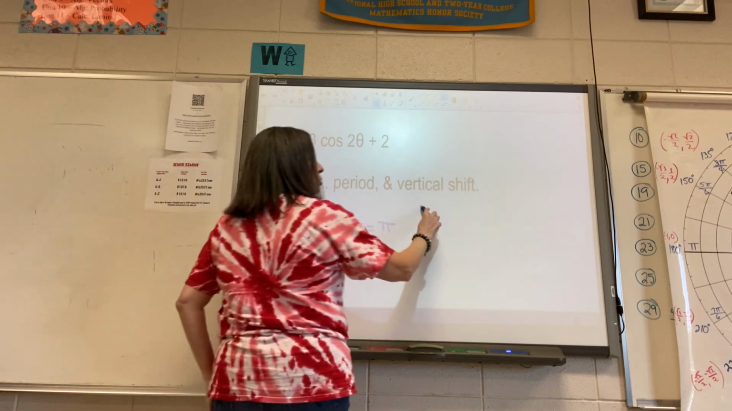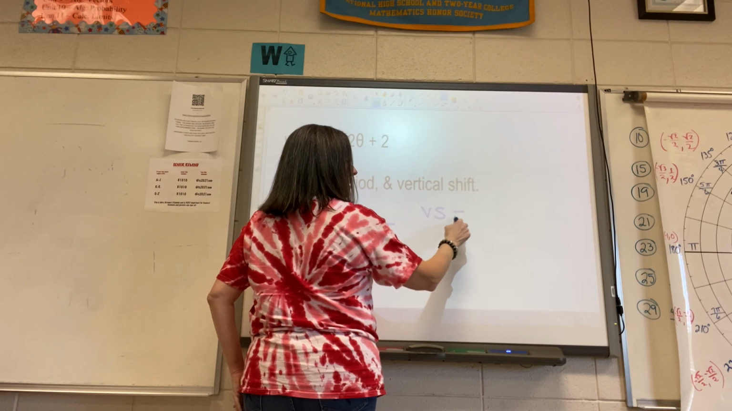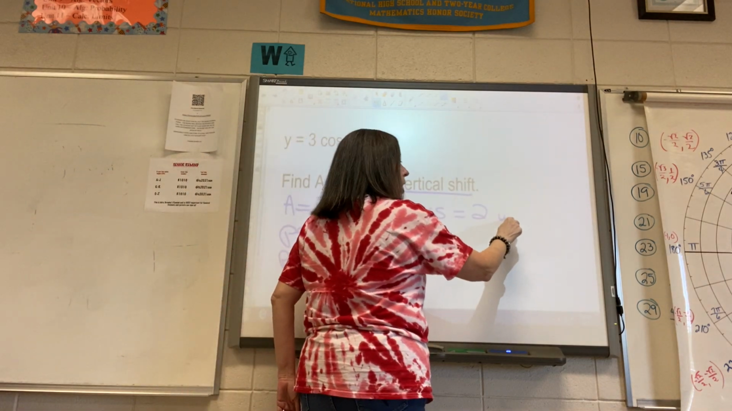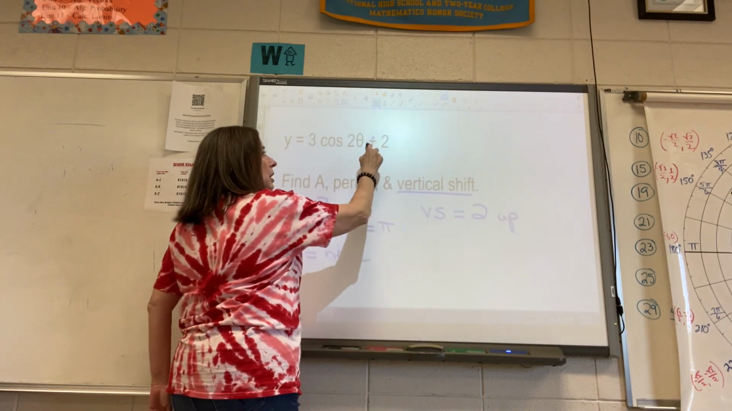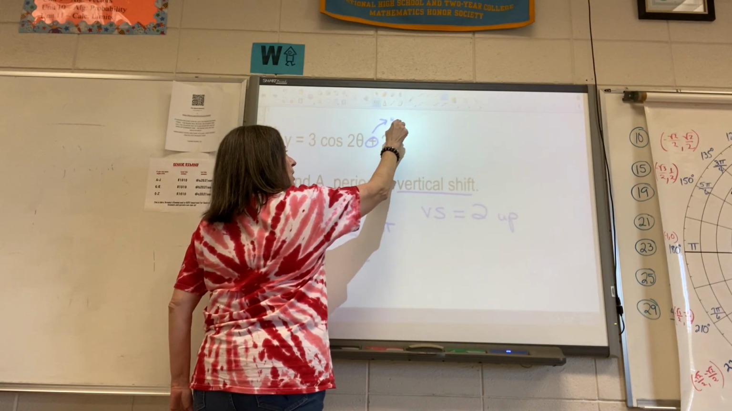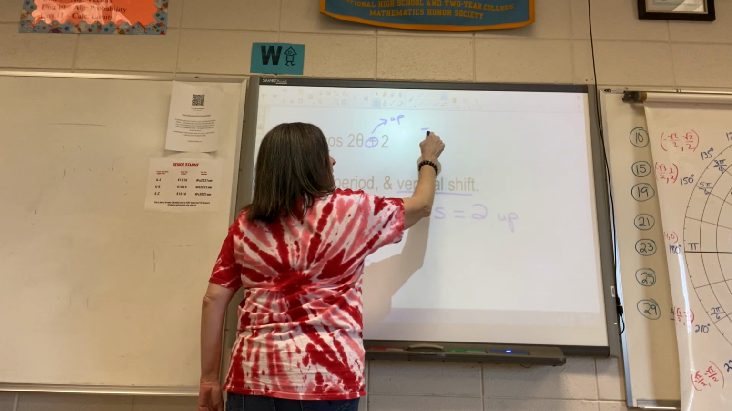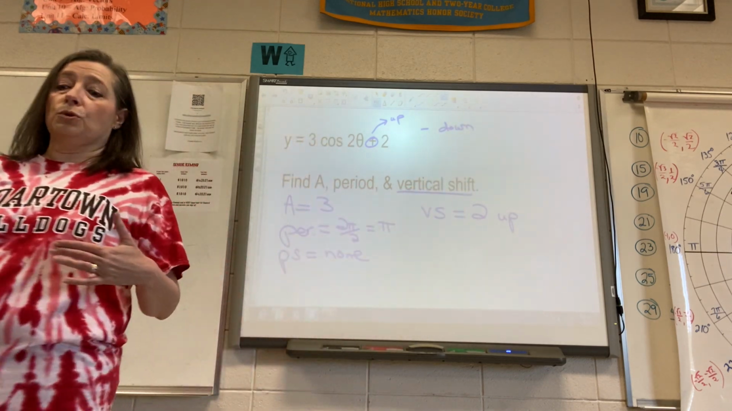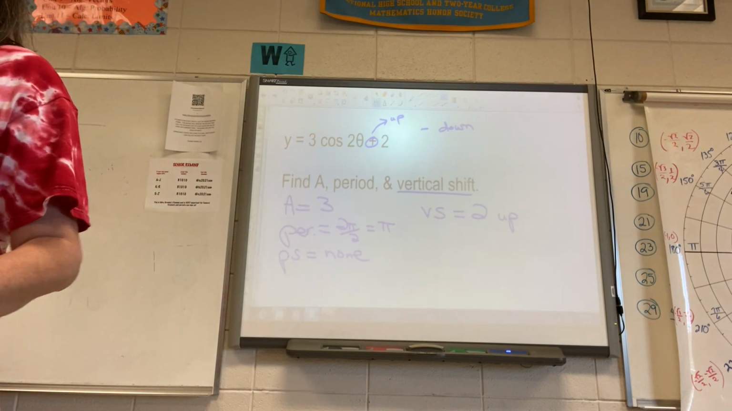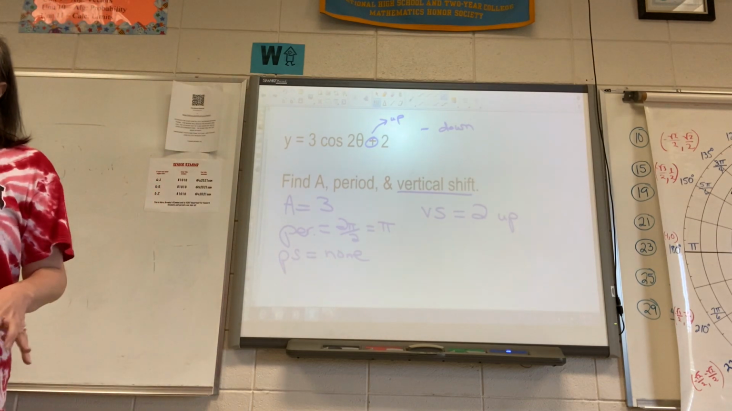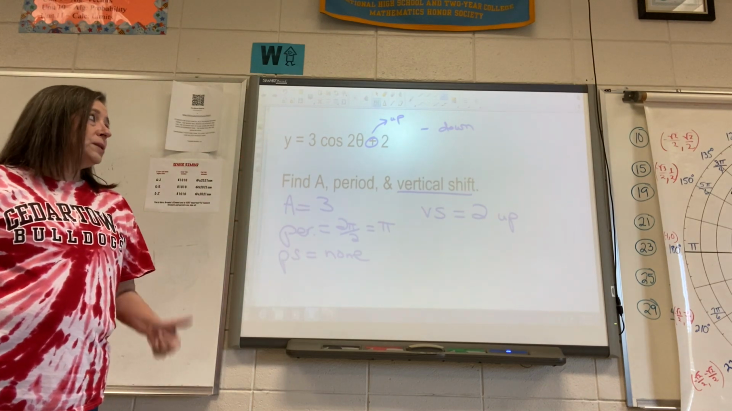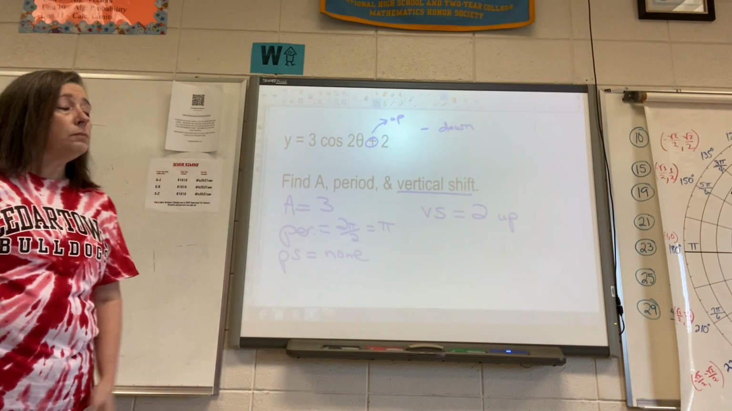All right, the vertical shift, I'll call it VS, is 2, and you're going up. When you have a plus, it's up, minus is down. So it's like it sounds. That one is not backwards. But the main thing is, parentheses is going to give the phase shift, no parentheses is going to give you the up and down. It can have both.